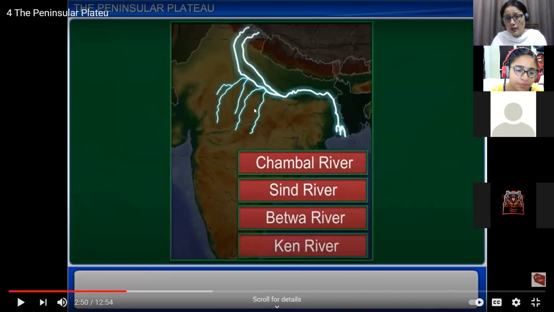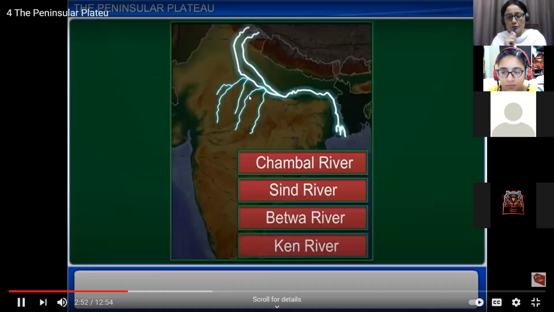These rivers join the Ganga from south to north. They are temporary, not permanent; they don't have water throughout the year. These four rivers pass through this Central Highland. They originate from the Central Highland and ultimately join the tributaries of the rivers Yamuna and Ganga. Got it? Do you have any doubts? Okay, should I proceed?